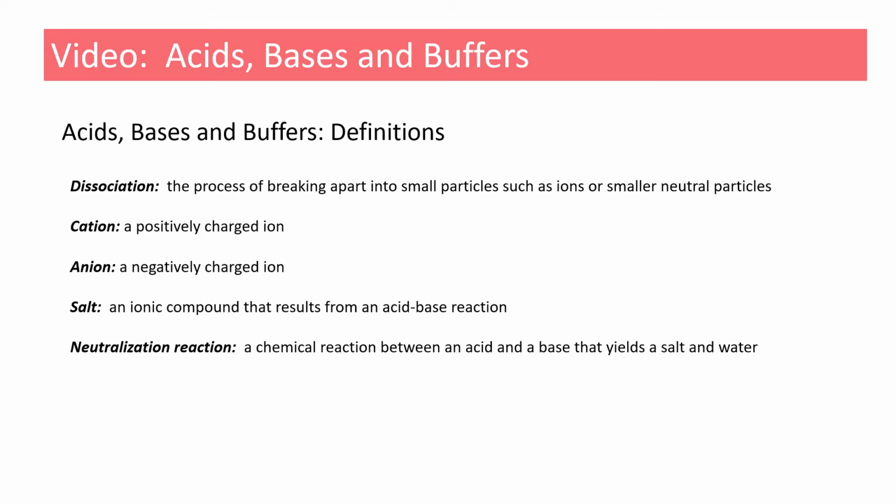Dissociation. This is the process of breaking apart into small particles such as ions or smaller neutral particles. A cation is a positively charged ion. An anion is a negatively charged ion.